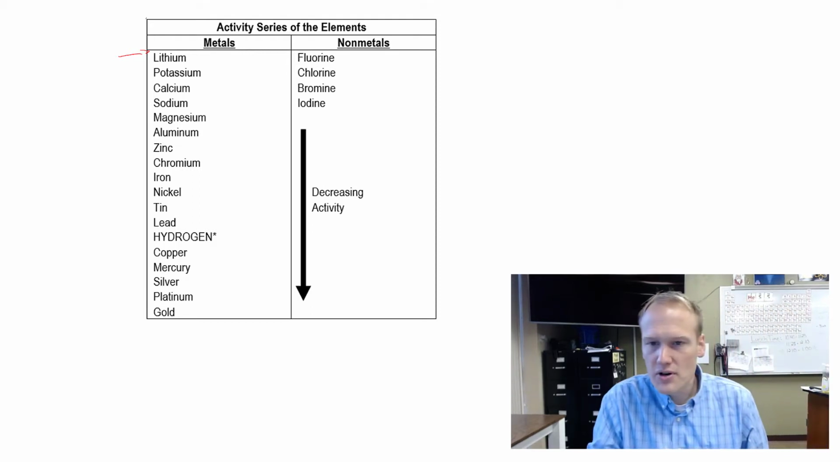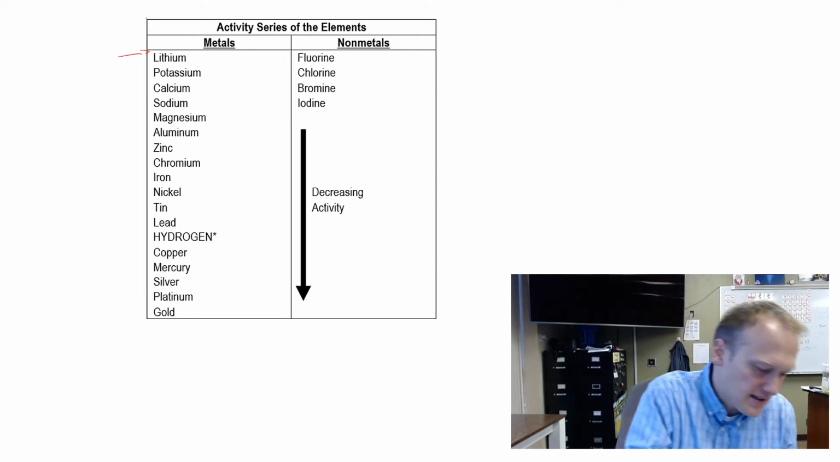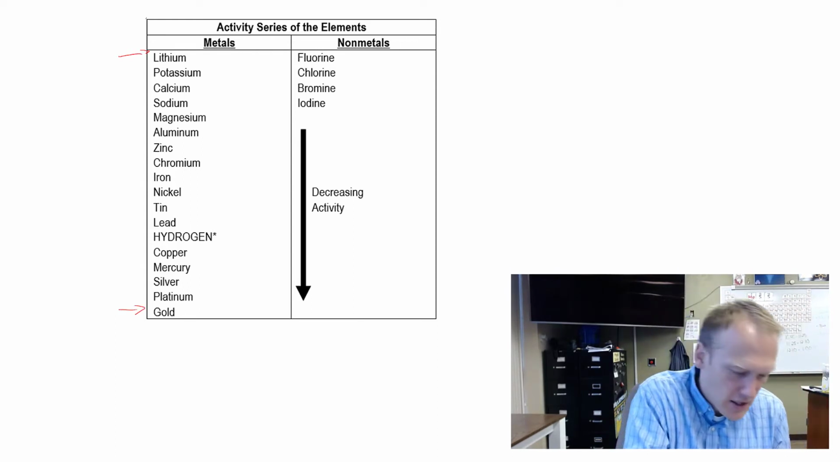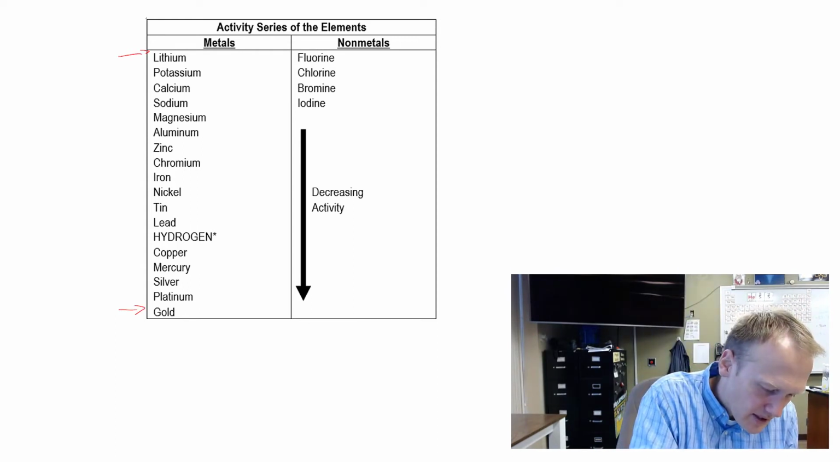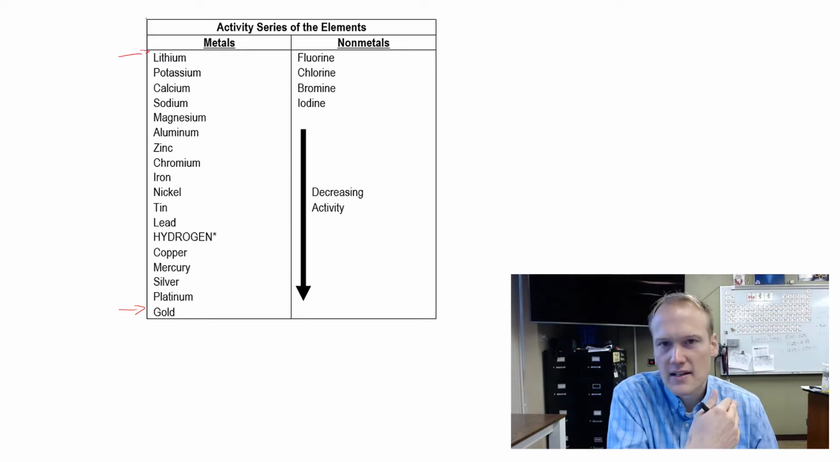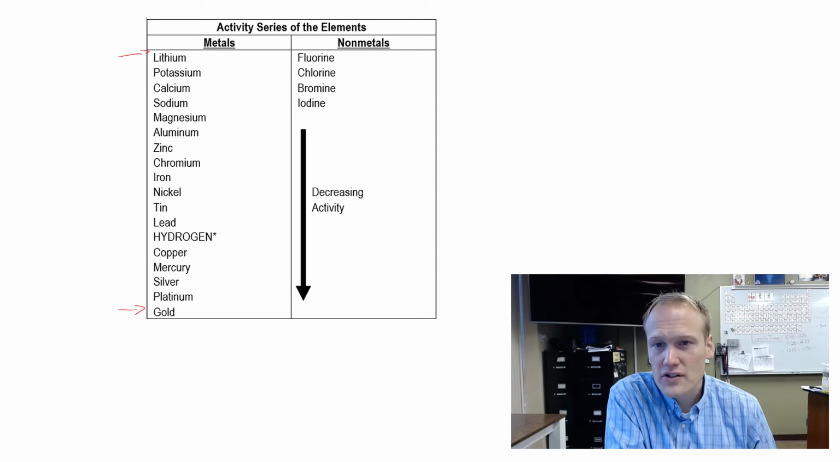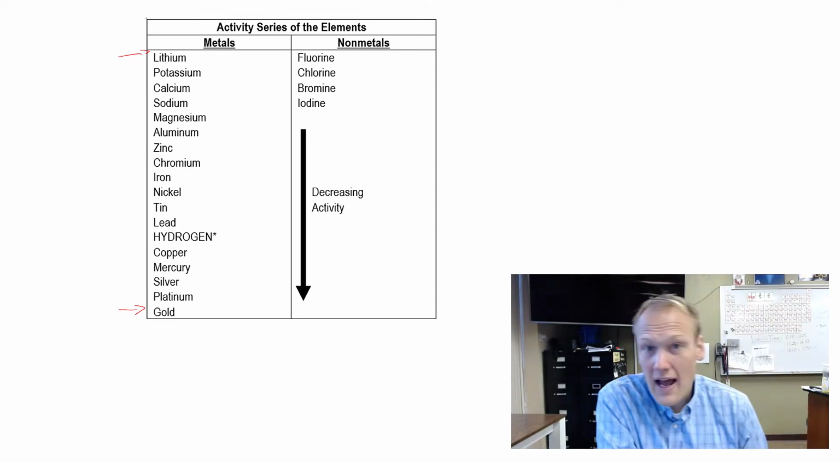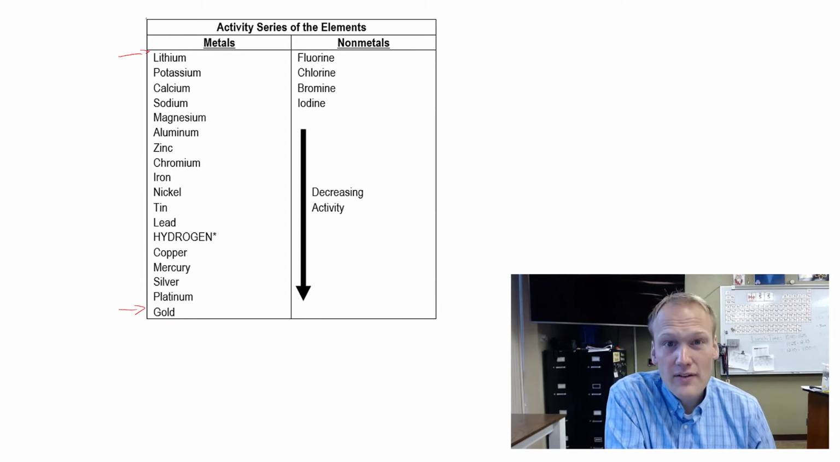So lithium is the most reactive metal on this list, and then gold would be the least reactive metal on this list. Notice things down here at the bottom, platinum, silver, mercury, copper. Those are things typically that we see in jewelry and infrastructure because they're not very reactive. And the things up at the top are alkali and alkaline earth metals that are very reactive.